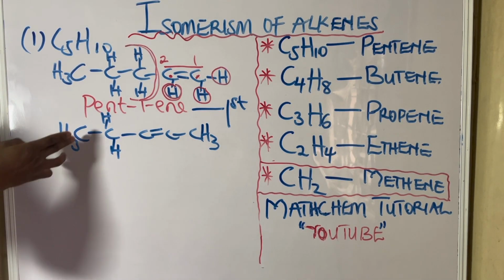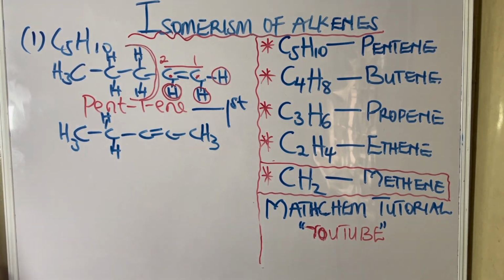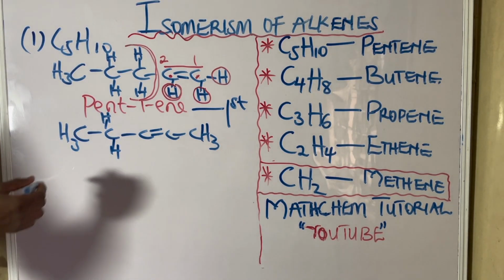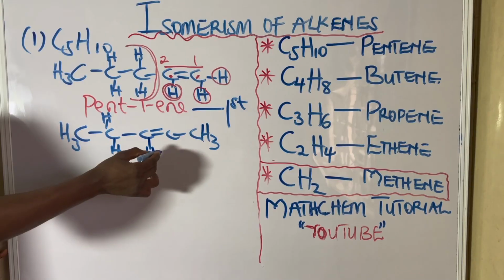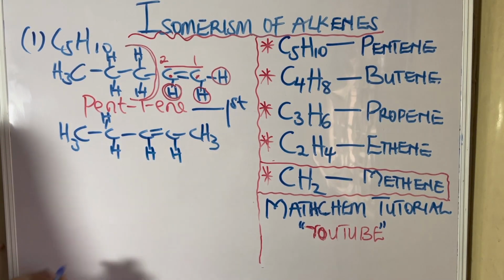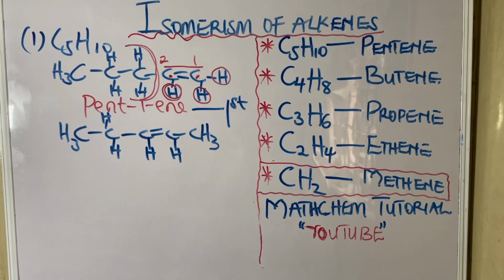This is 3, 4, 5, 6, 7, 8. We have 2 hydrogen left. So I can now put one hydrogen here, then another hydrogen here. Exactly. Now let's observe the rules of cis and trans.